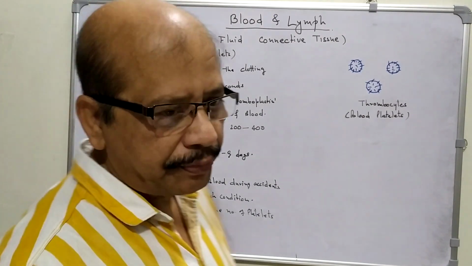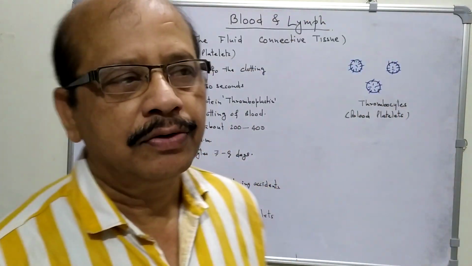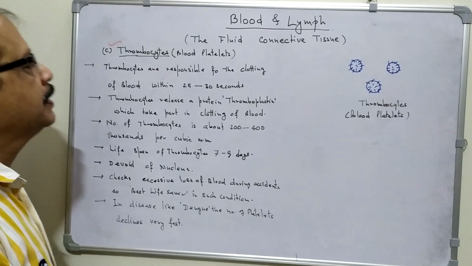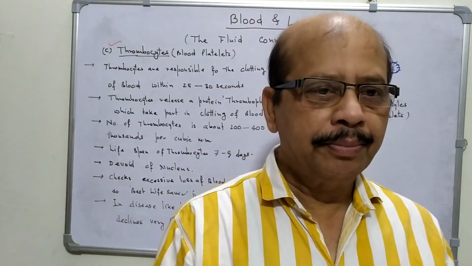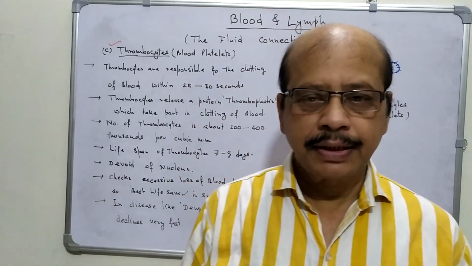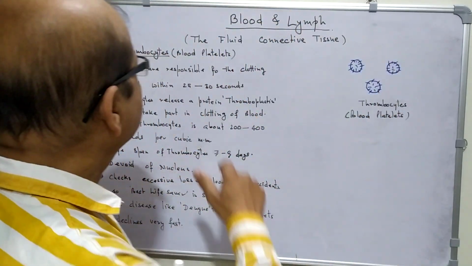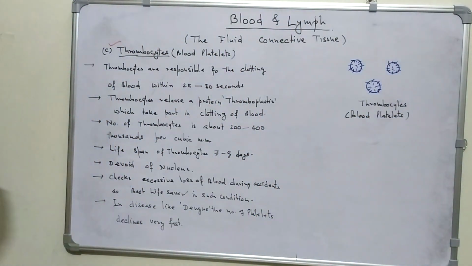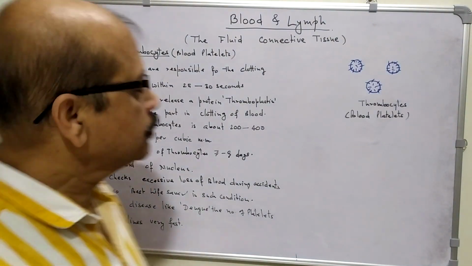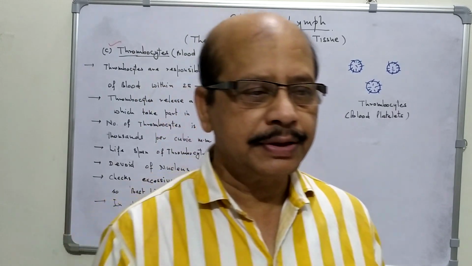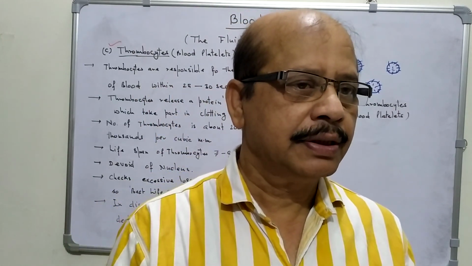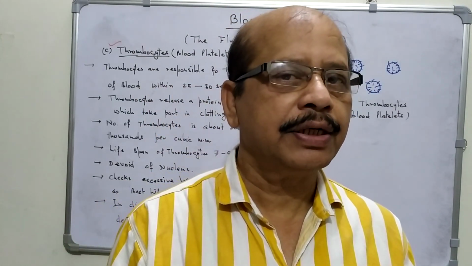Thrombocytes are responsible for the clotting of blood within 25 to 30 seconds. Sometimes it takes some minutes also, but normally the time taken is 25 to 30 seconds. Thrombocytes release a protein known as thromboplastin, and this thromboplastin takes part in the clotting of blood.